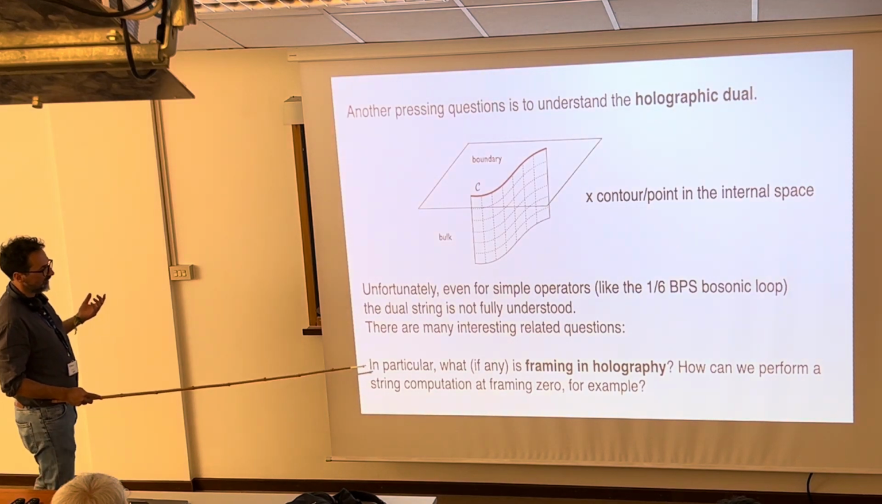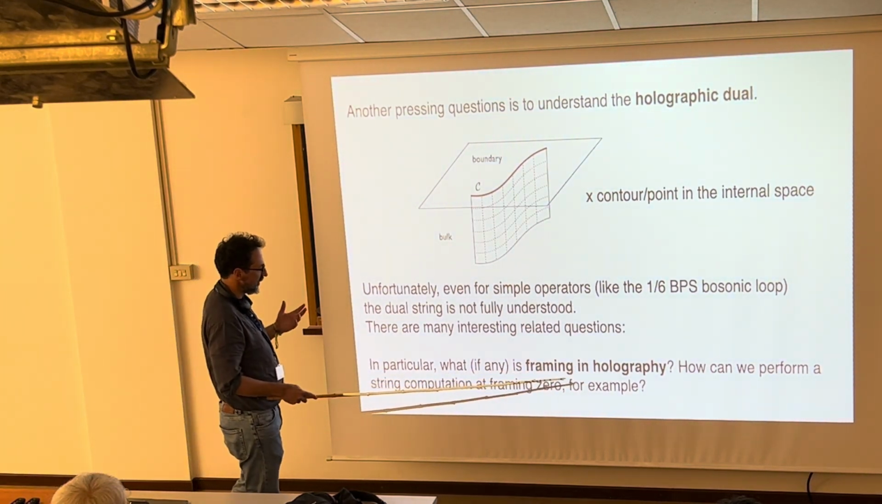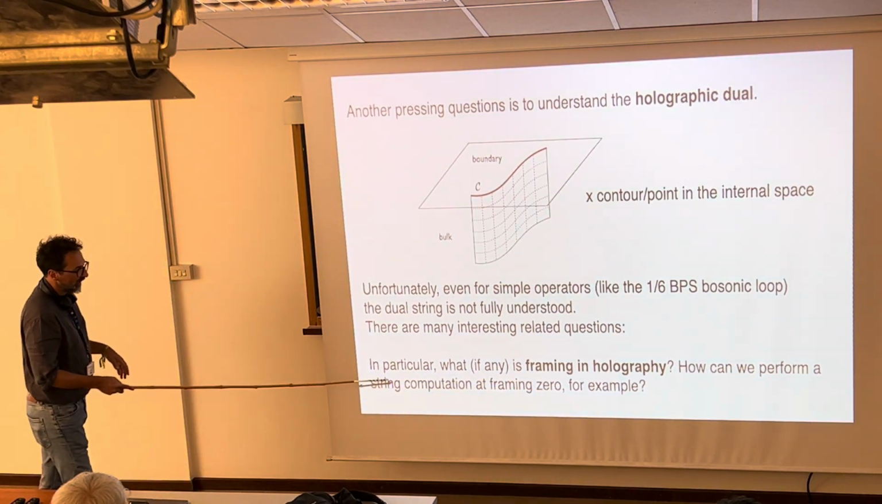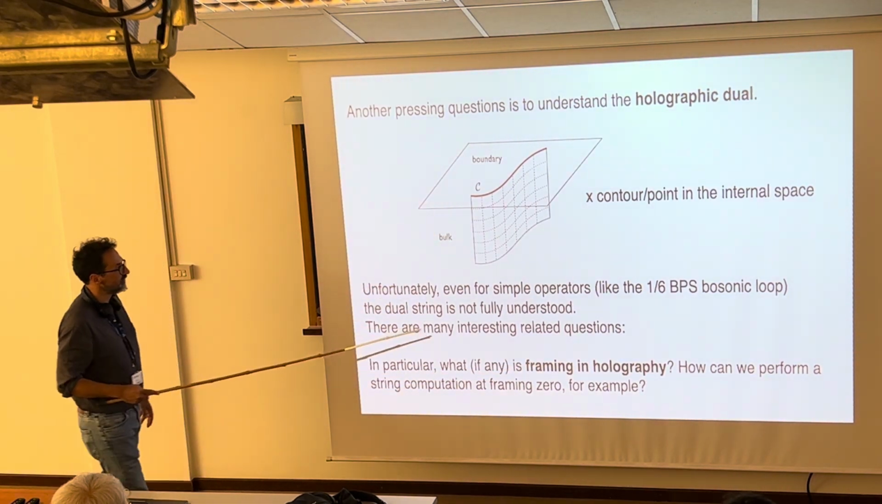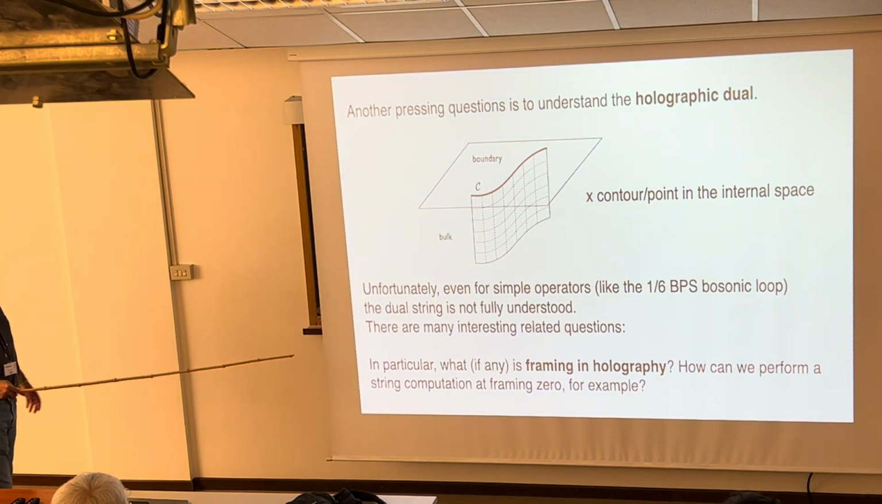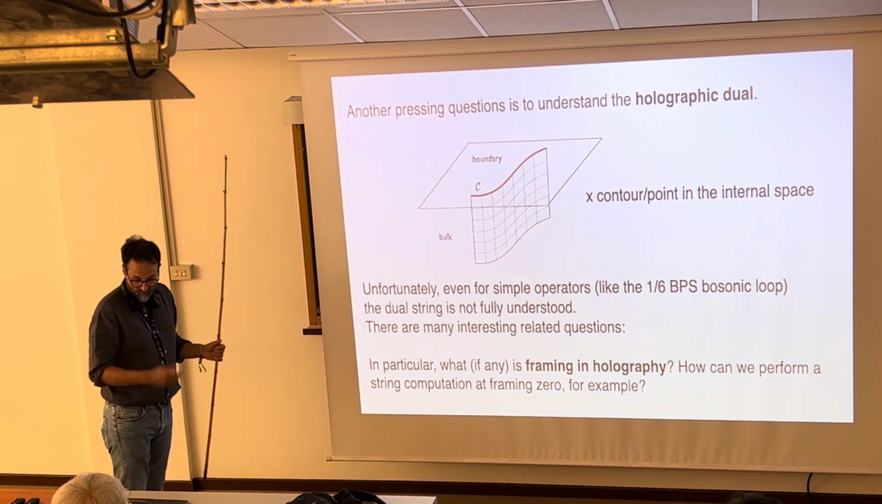As a consequence, there are many interesting related questions. In particular, since framing is something that I can do in gauge theory, for example, the matrix model gives me a result at framing 1, how do I implement framing in holography? What is the correction that I have to do to this string computation in holography? For example, how can I do a string computation at framing 0?